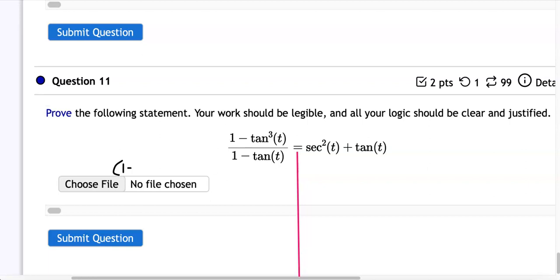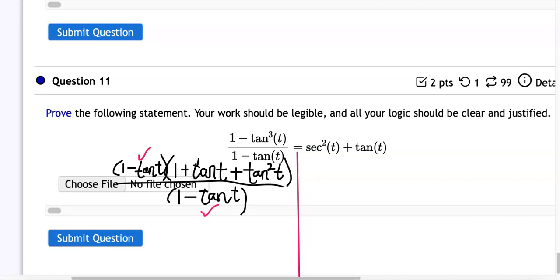This is the a minus b, so that would be 1 minus tan t, which is nice because that's going to cancel with the 1 minus tan t in the denominator. So 1 minus tan t, and then times 1 plus tan t plus tan t squared. This second term here, the tan t, is really a product of 1 and tan t. So 1 squared is 1, plus 1 times tan t, which is just tan t, and then plus tan t squared. And so we see the 1 minus tan t is going to cancel with the 1 minus tan t.